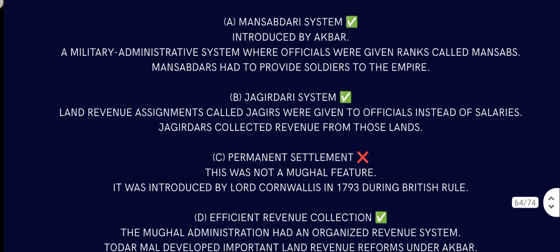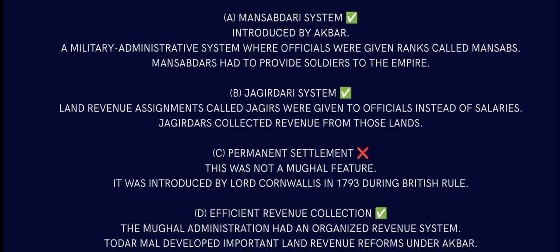Let's talk about the Mansabdari system. Introduced by Akbar, it was a military administration system where officials were given ranks called Mansabs. Mansabdars had to provide soldiers to the empire. So that's how it works. The Jagirdari system is a land revenue system. Land revenue assignments called Jagirs were given to officials instead of salaries. The Jagirdar collects the revenue from those lands. So that is also good.